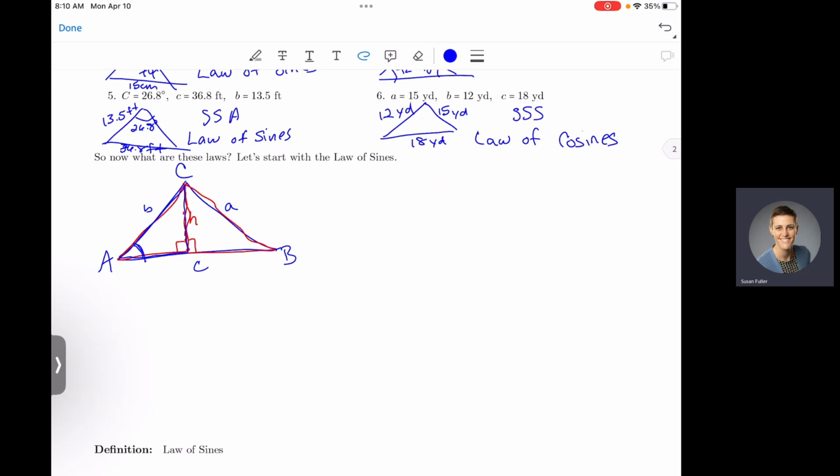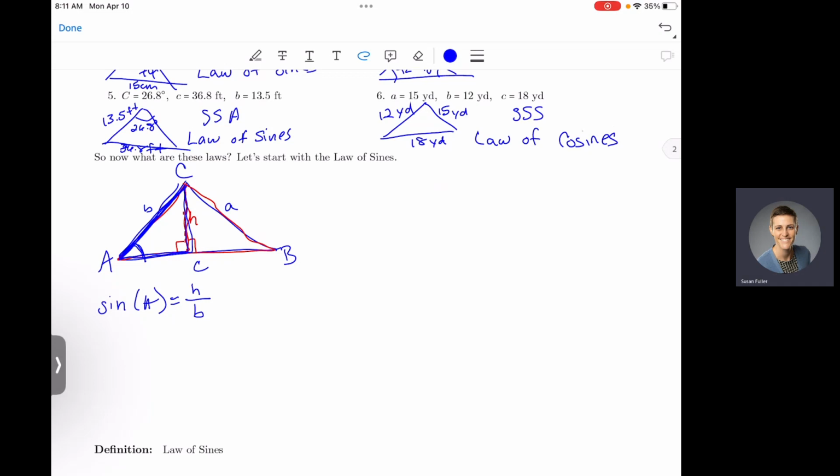If I look at angle A, do you agree that the sine of angle A in this small triangle on the left is opposite, which is this height of h that we just added, over the hypotenuse of the triangle, which is this guy opposite our right angle? The length of that is b. So the sine of angle A is h over b in this left triangle.